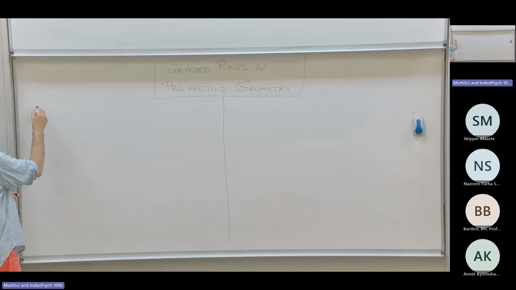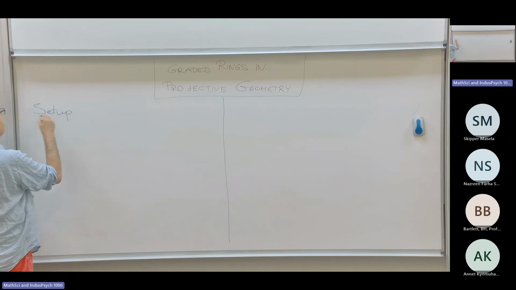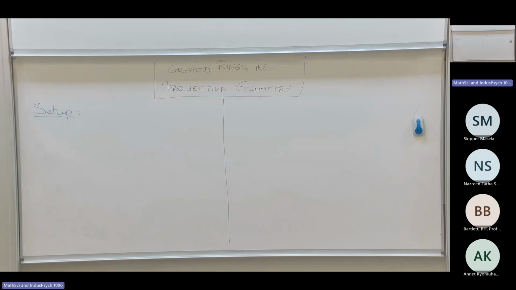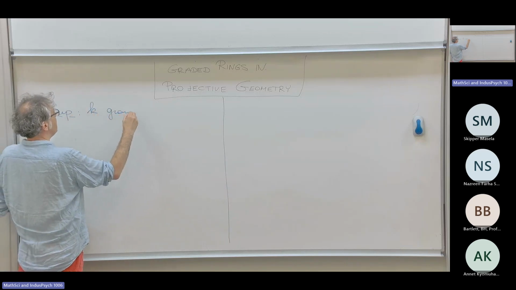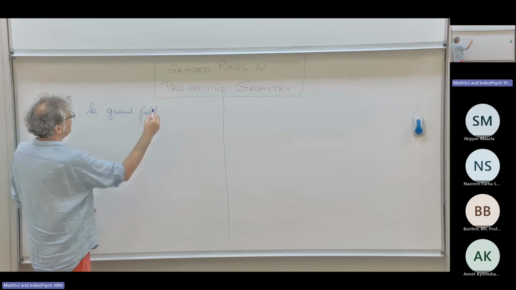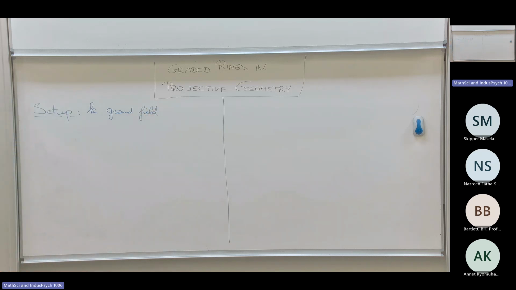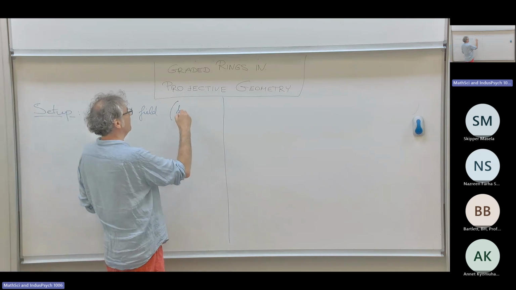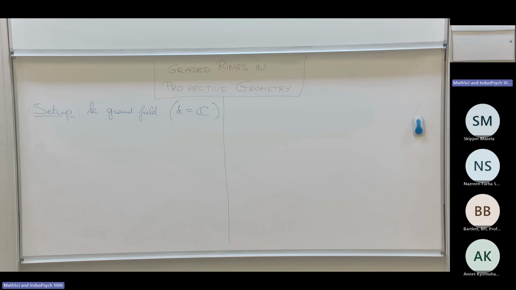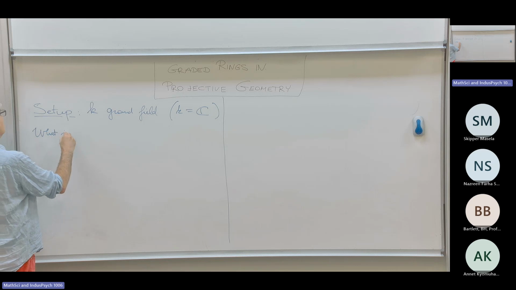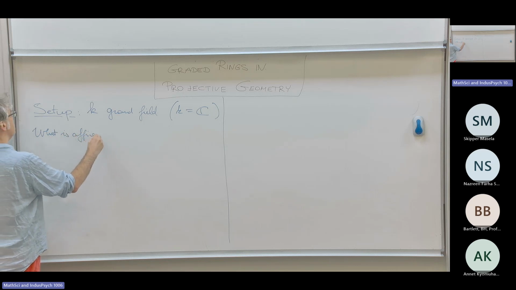So the setup is that we have some ground field, so we're going to be working over some ground field K. If I need to, I will assume that it's algebraically closed of characteristic 0. So you may as well take in that case the field of complex numbers. I am working in complex algebraic geometry, and so first of all, what is affine algebraic geometry?